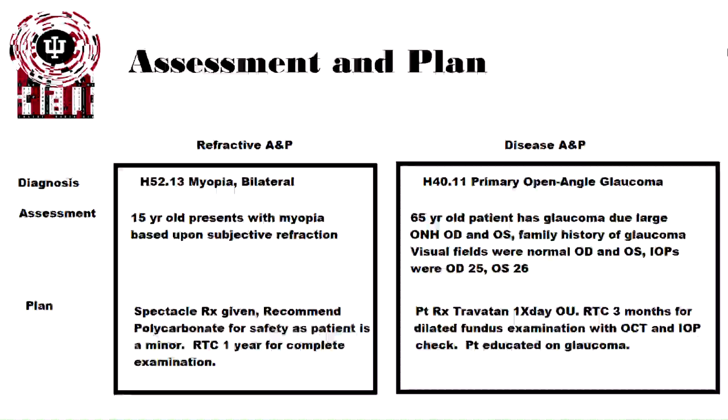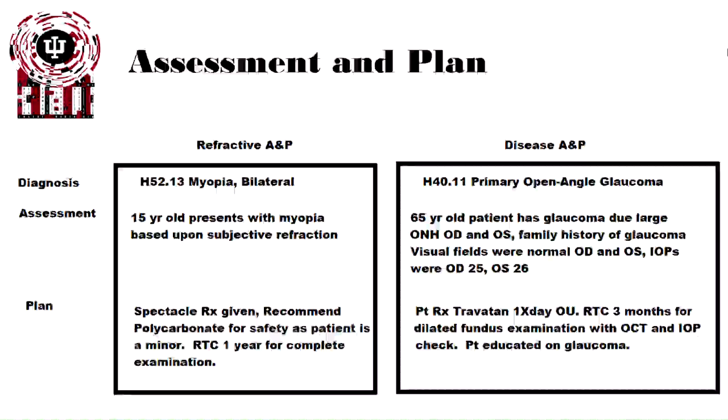But when you get to the plan, they're actually very remarkably similar, even though the complexity of the assessment was very different. The plan: spectacle Rx given, and we recommended polycarbonate for safety as the patient is a minor, and they should always be protected if they're under the age of 18, or if they're monocular or in some other conditions. Return to clinic in 1 year for a complete examination. Conversely, in the diseased plan, we Rx Travatan, a medication to lower the pressures of the eye.